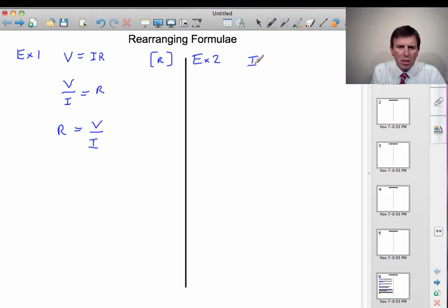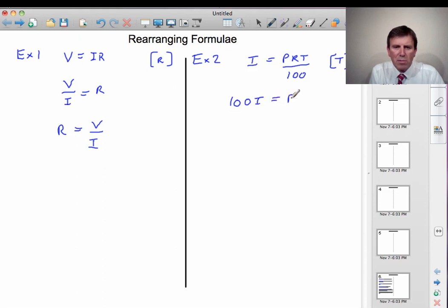I equals PRT divided by 100. Simple interest formula. And let's suppose we want to make T the subject of that formula. Now here's our first example of an equation with a denominator. And we get rid of that denominator by multiplying the equation through by 100. So that will give me 100I is equal to PRT.